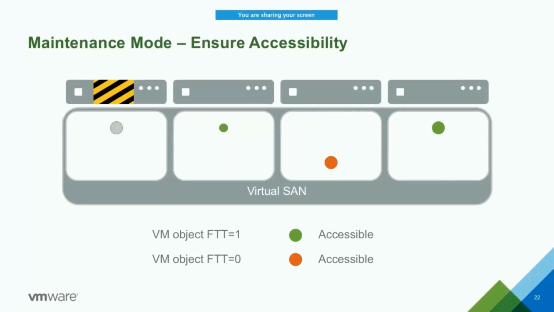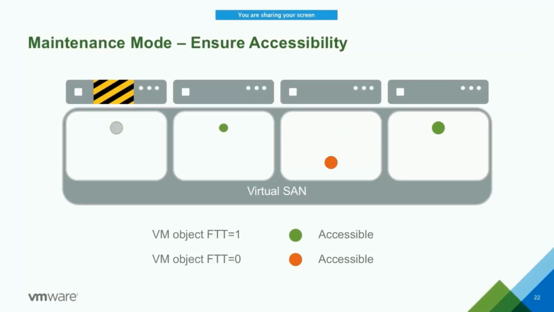Now the level of availability is slightly degraded for the green object because we only have one replica now instead of 2. But we can still access that as long as we don't lose any other hosts in the environment. The advantage of using ensure accessibility is that it gives you the balance of availability and minimizing the amount of data that you need to migrate. So that's the reason it's the default.